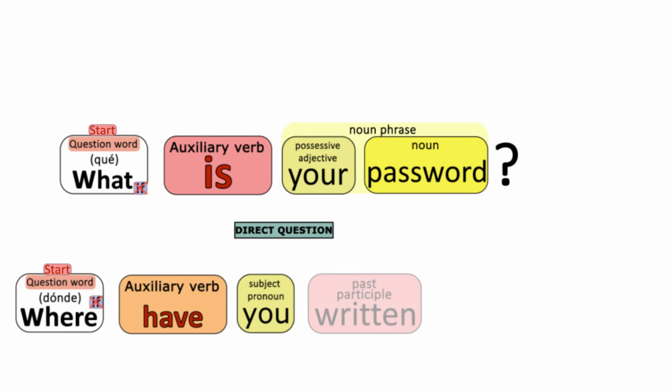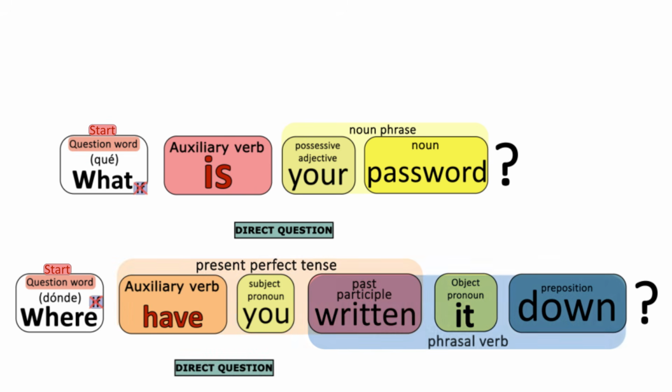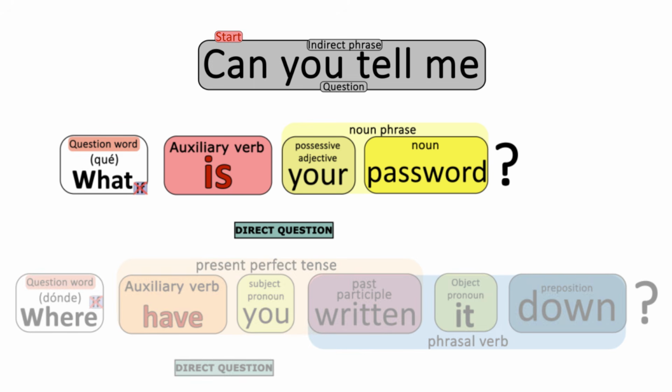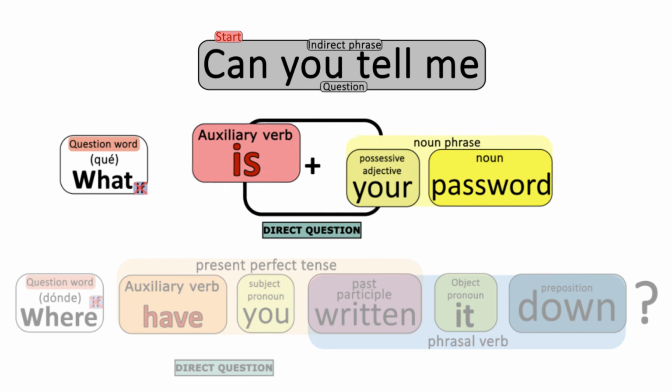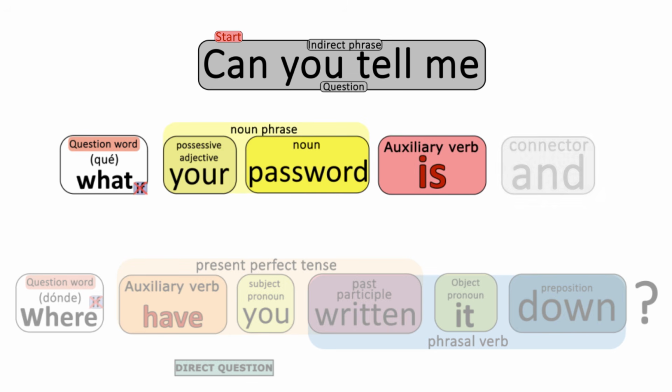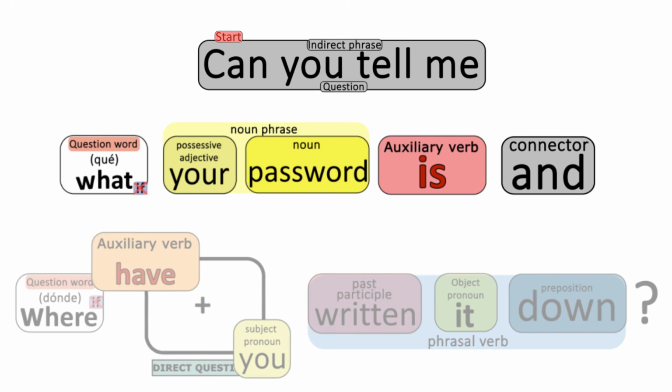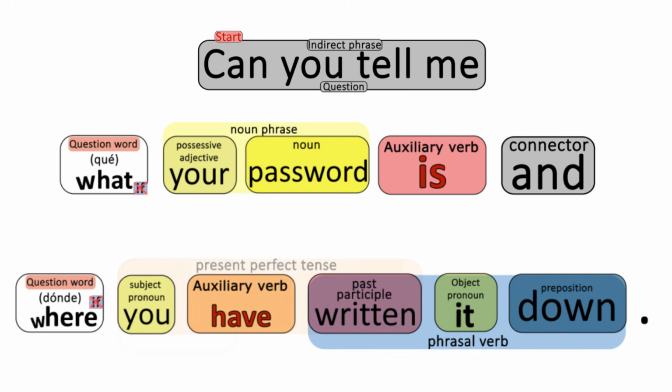What is your password? Where have you written it down? These are two direct questions, and we're going to convert them into one indirect question. So we can say, can you tell me what, now we're going to invert the auxiliary and the noun phrase, what your password is, and where, inversion, you have written it down.